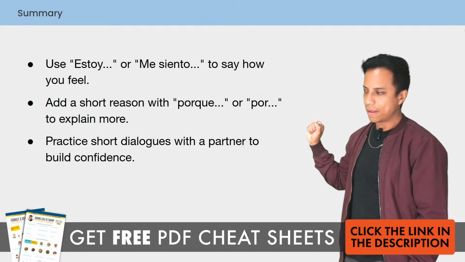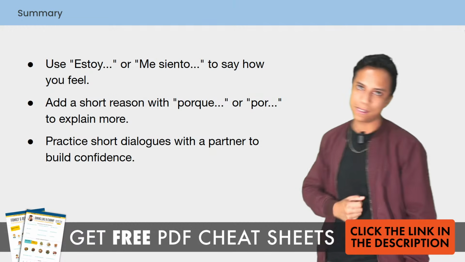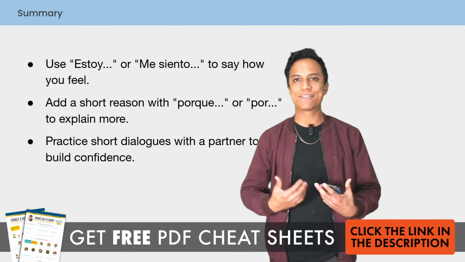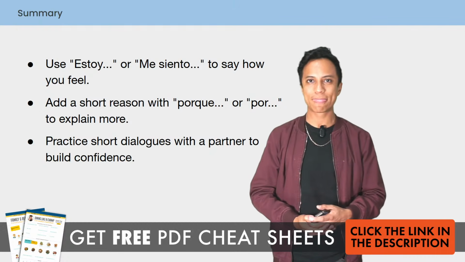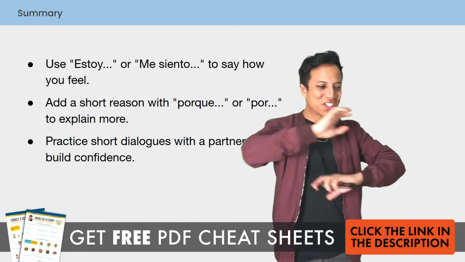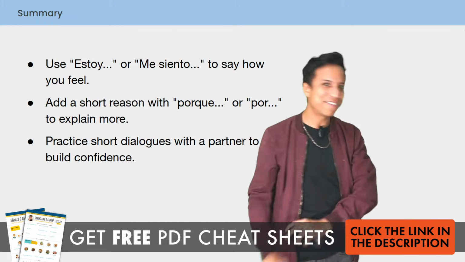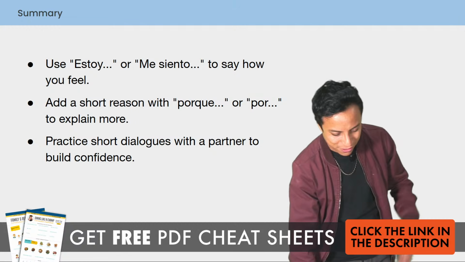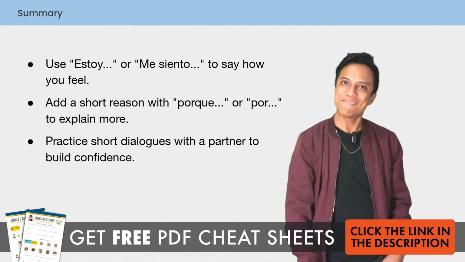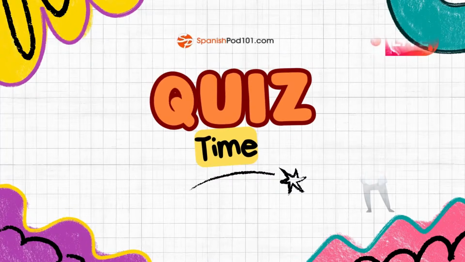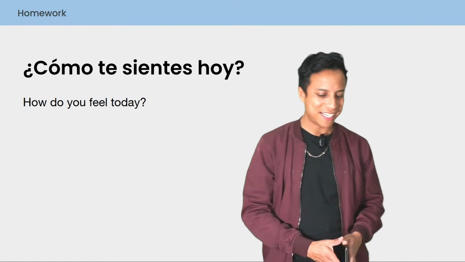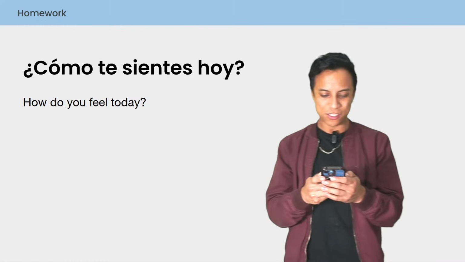Okay, build confidence, practice this, write down some of the extra information I gave you, use the information, change it, make something new, and I will give you the opportunity to make something new because it's time for the quiz. Boom! And the question is, ¿cómo te sientes hoy? How do you feel today?